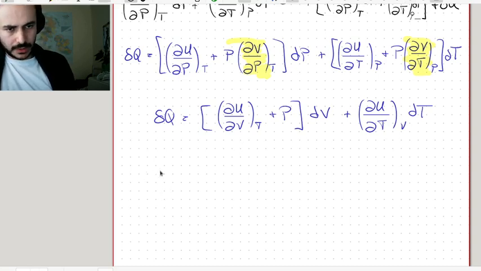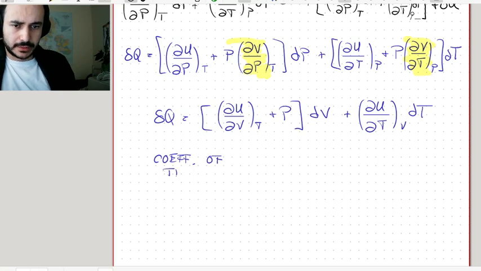So the first one is the coefficient of thermal expansion, and this is defined as, okay, so it's coefficient of thermal expansion. Let's try to make sense of the words to help you remember. Coefficient of thermal expansion. Thermal expansion.